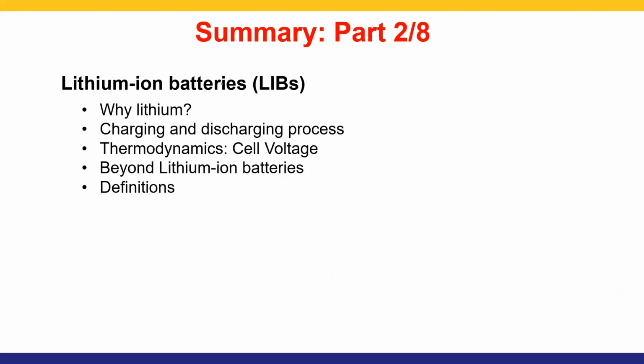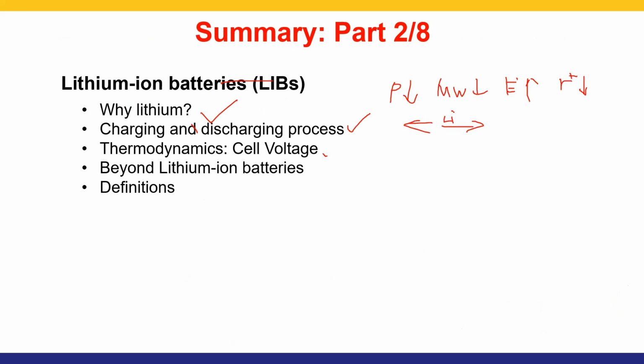We mentioned why people want to use lithium to develop lithium-related batteries. Lithium has a very low reduction potential and it has a low molecular weight, which gives rise to high energy density, and it has a small ionic radius. And then we also covered the concept of the charging and discharging process for the lithium-ion battery, how the lithium ion can intercalate or deintercalate from an electrode material.